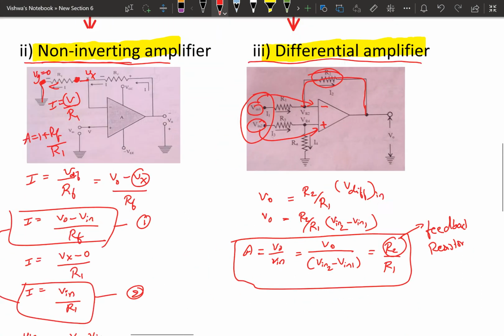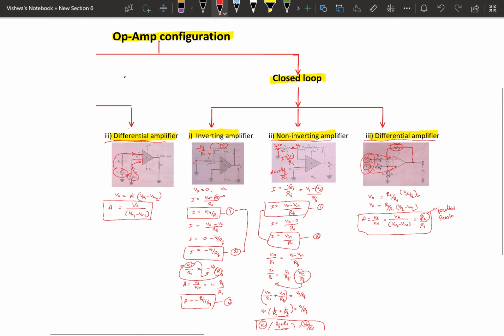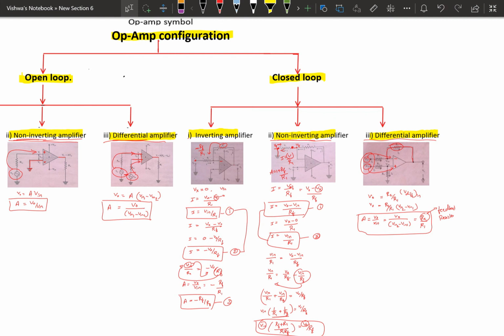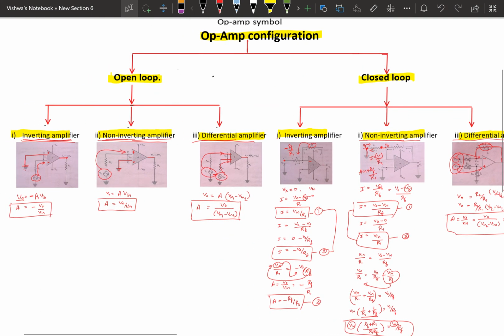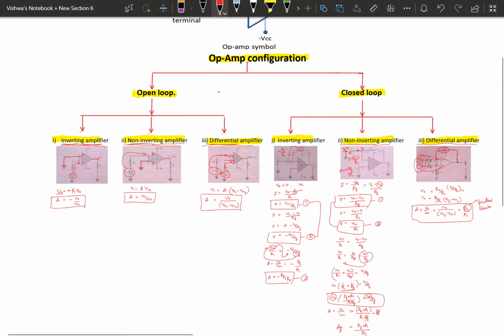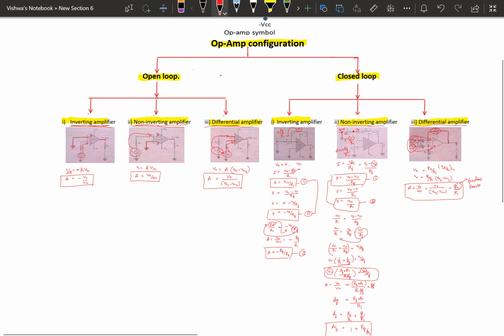So this is all about the different configurations of the operational amplifier: open loop and closed loop. Under open loop, there are three different configurations: inverting, non-inverting and differential amplifiers. Similarly, under closed loop there are also three different configurations. So this is all about configurations.